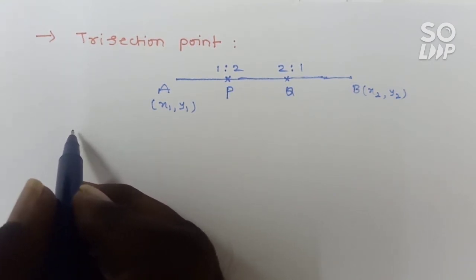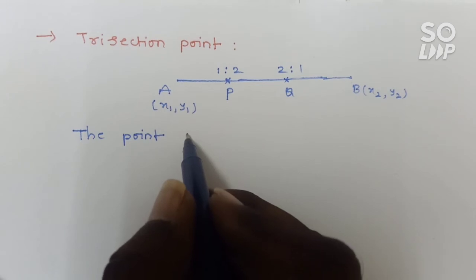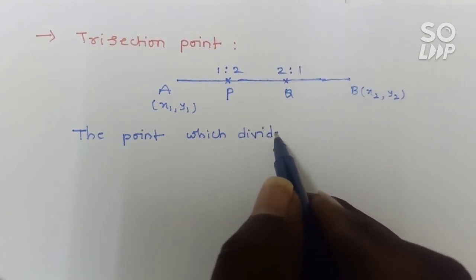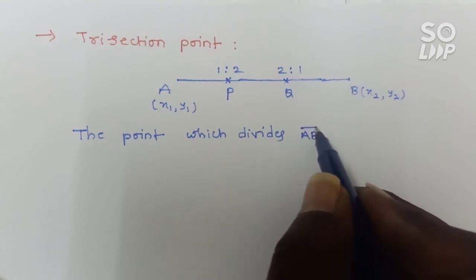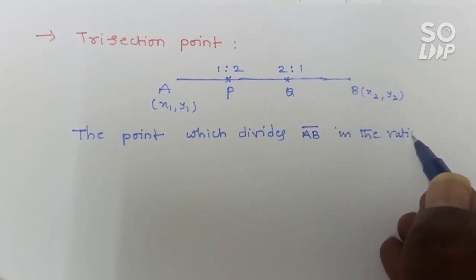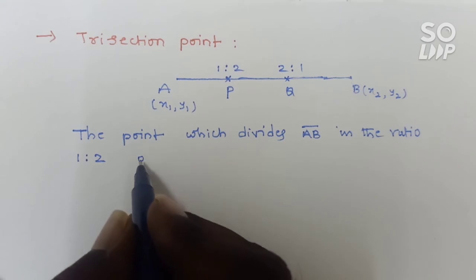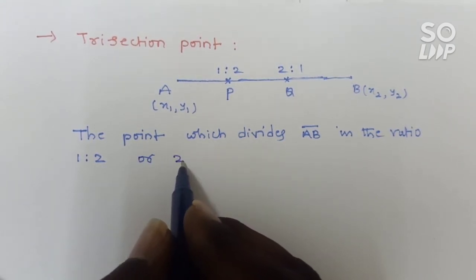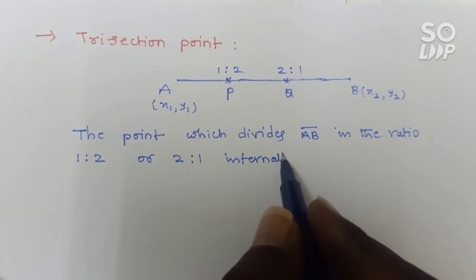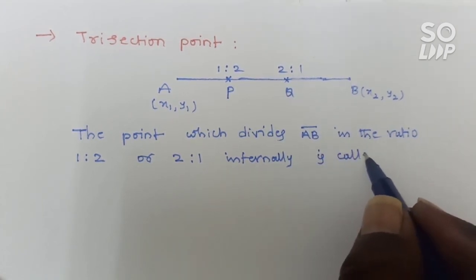Now here you will write the definition. The point which divides AB in the ratio 1:2 or 2:1 internally is called a trisection point.